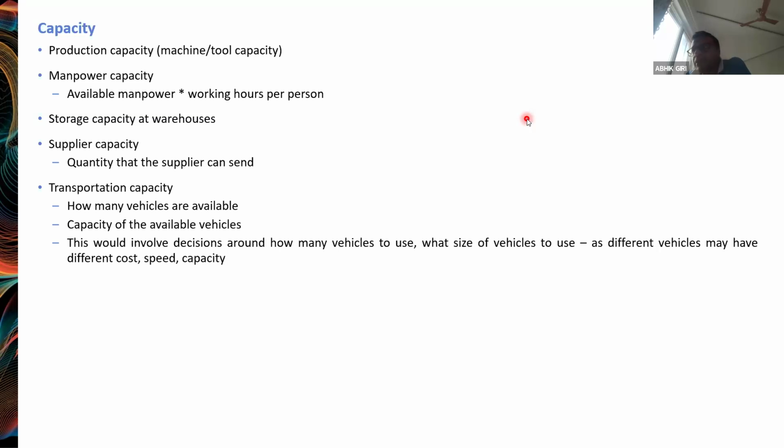And sometimes what happens is if you have fewer vehicles, you will not buy a new vehicle. Suddenly, let's say during the Big Billion Days sale, the demand increases, so only for those 5 days in the year you will not be procuring new vehicles or hiring new vehicles, so you'll be taking some vehicles on contract so that you're able to service that additional demand for those few days. So in this kind of problem, you will be taking decisions around how many vehicles to use, what size of vehicles to use, as different vehicles may have different cost, speed, and capacity.